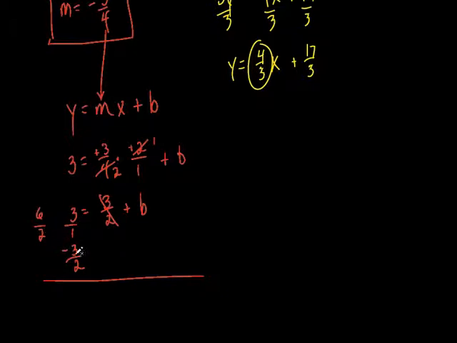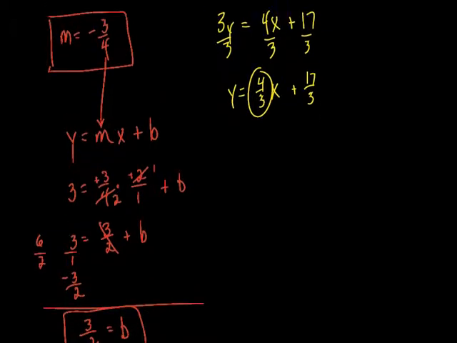So I've got 6/2 minus 3/2. What's 6 minus 3? 3/2. So 6/2 minus 3/2 is 3/2, isn't it? Would you agree? Yeah. And that equals what? B. So that's the second thing I needed. So look what I have. I've got both things I need, don't I? I've got the slope. I've got the y-intercept.